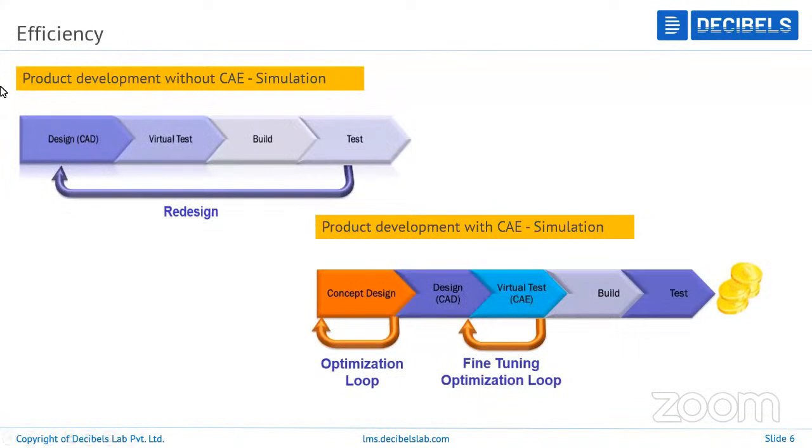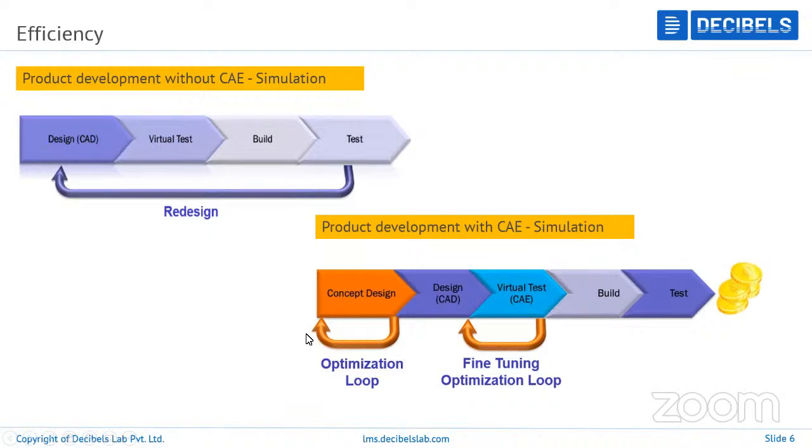We can improve the efficiency, see here in this slide. I can clearly say that this is the process before we introduced CAE. First, the designer will design the CAD. Next, the physical test. After it comes to the build, then it will be tested. If the test is not passing, again it will come for the redesign.